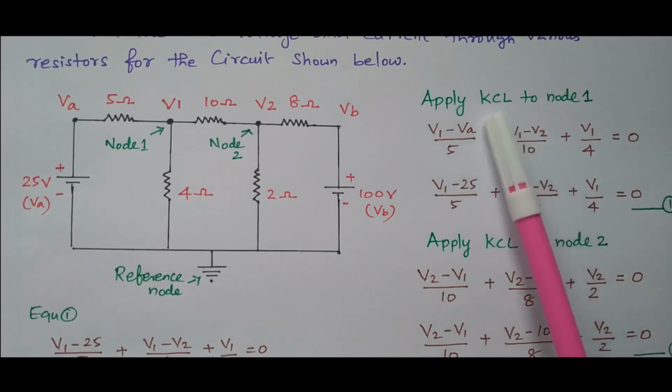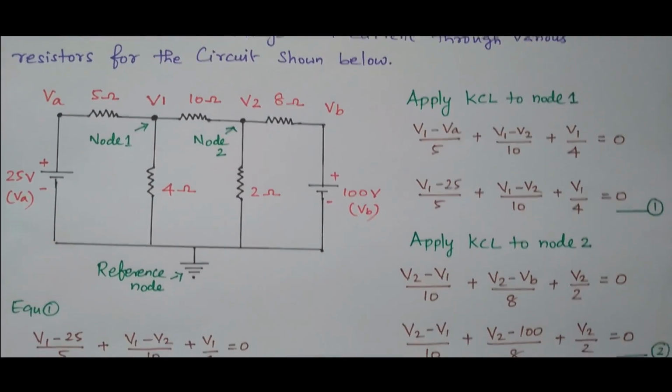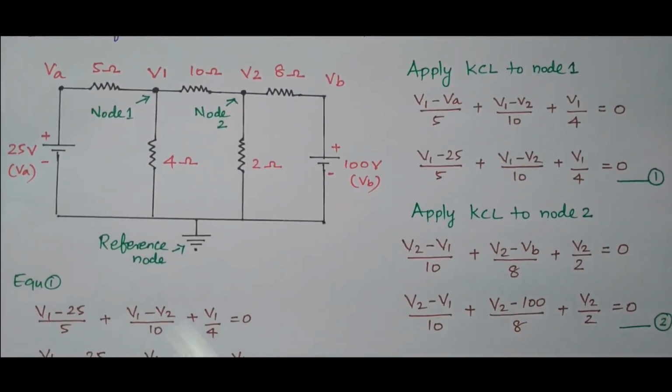We can apply Kirchhoff's current law to find V1 and V2. We can frame two equations, and by solving the two equations, we can find V1 and V2. First we'll consider node 1 and apply Kirchhoff's current law to it. What is Kirchhoff's current law? The incoming current is equal to the outgoing current at a node. Otherwise, the total current in the node is 0.